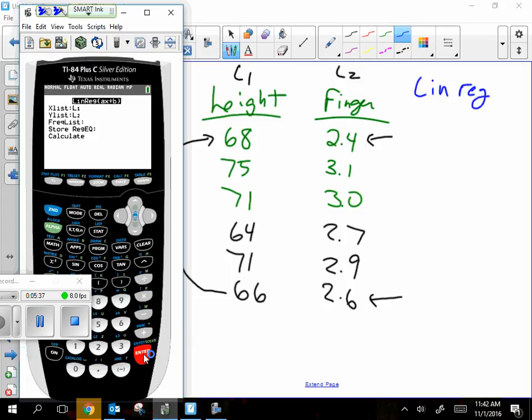How many of you have the kind that just says linreg? All right, so you 3, listen close. 4 maybe. If yours just says linreg, you have to type in after it L1, comma, L2, those are the keys above the 1 key and the 2 key, comma, Y1. The comma is right above the numbers. L1, comma, L2, comma, Y1.